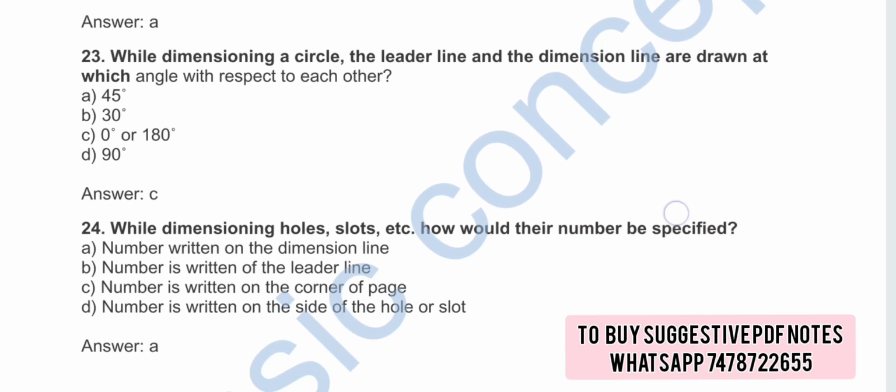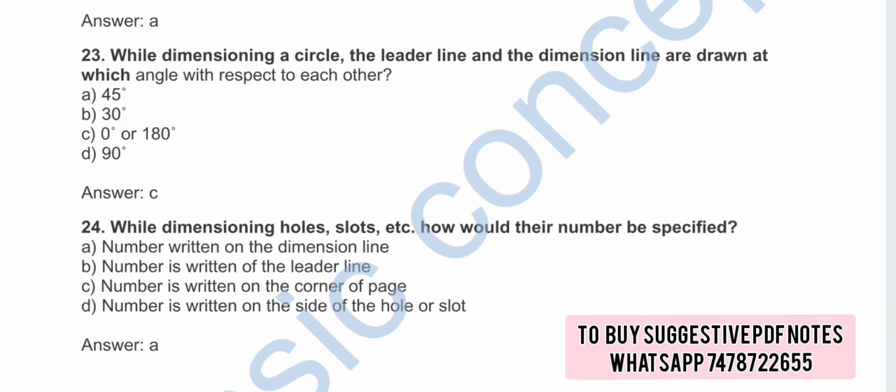23. While dimensioning a circle, the leader line and dimension lines are drawn at which angle with respect to each other? 45 degree, 30 degree, 0 degree or 180 degree, 90 degree. The answer is C, that is 0 degree or 180 degree.